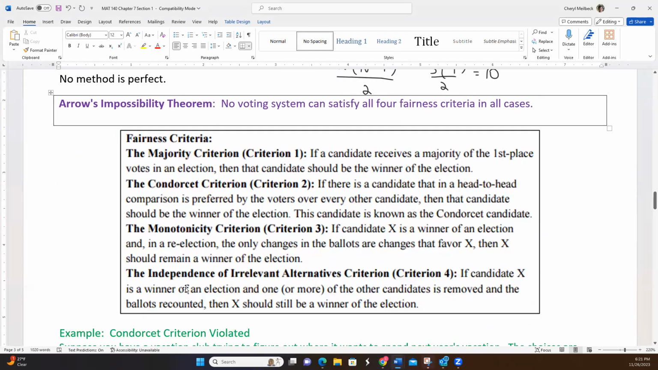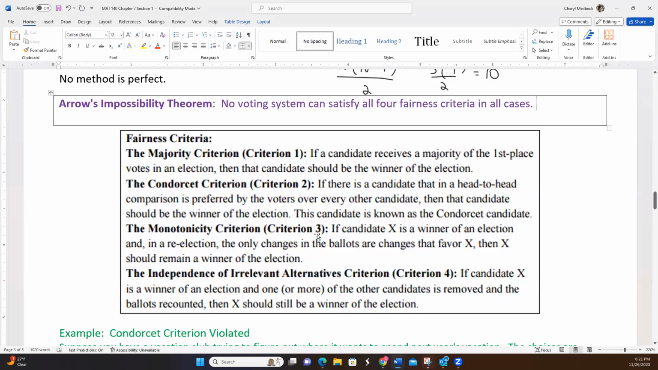So here are the four fairness criteria that should cover an election. If a candidate receives a majority of the first place votes in an election, then that candidate should be the winner. That's the majority criterion. The Condorcet criterion says that if there is a candidate that in head-to-head comparisons is preferred by the voters over every other candidate, then that candidate should be the winner. This is known as the Condorcet candidate.